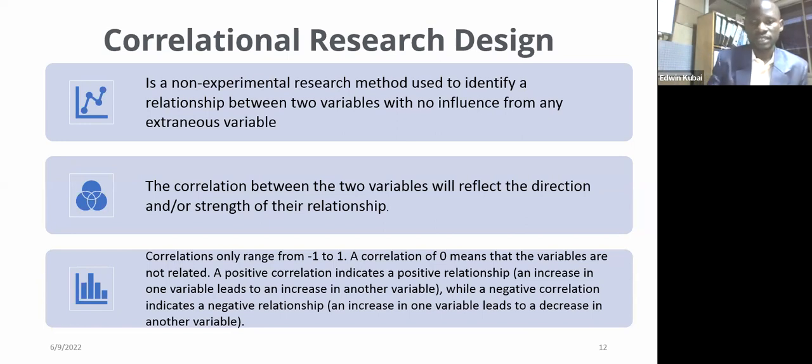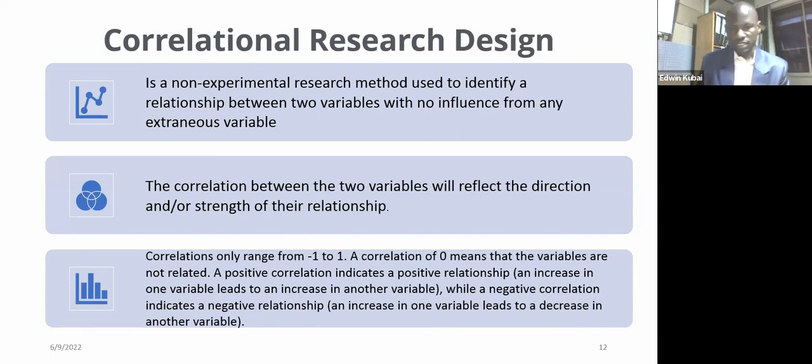So correlation may range from -1 to 1. We also have a correlation of 0. For example, if it's a correlation of 0, it means that the variables are not related. If you find that the correlation between two variables is 0, then it means the two variables don't have any relationship.